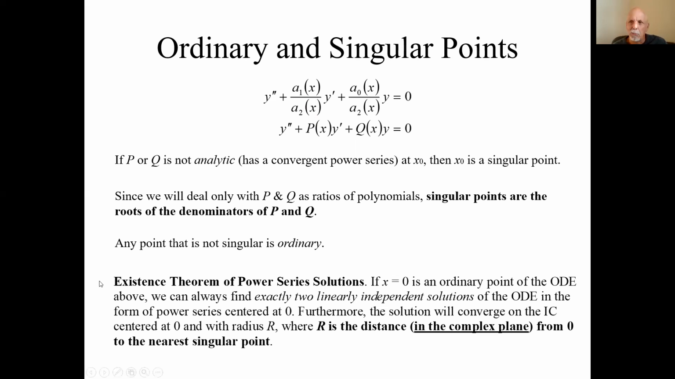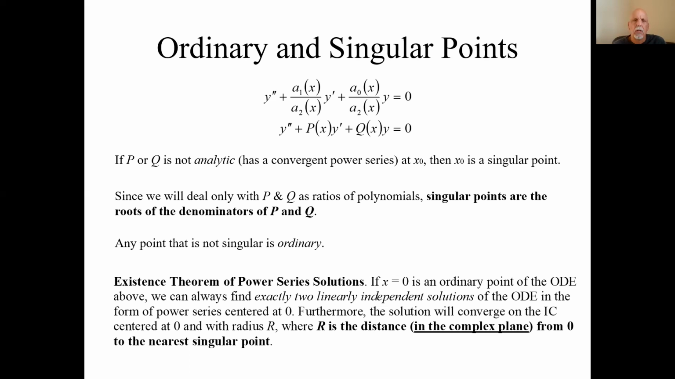Because we have this theorem. If 0 is an ordinary point, then we can find exactly 2 linearly independent solutions of this ordinary differential equation in the form of a power series centered at 0. And furthermore, we have a way to calculate the radius of convergence. It's the distance in the complex plane from the origin to the nearest singular point.